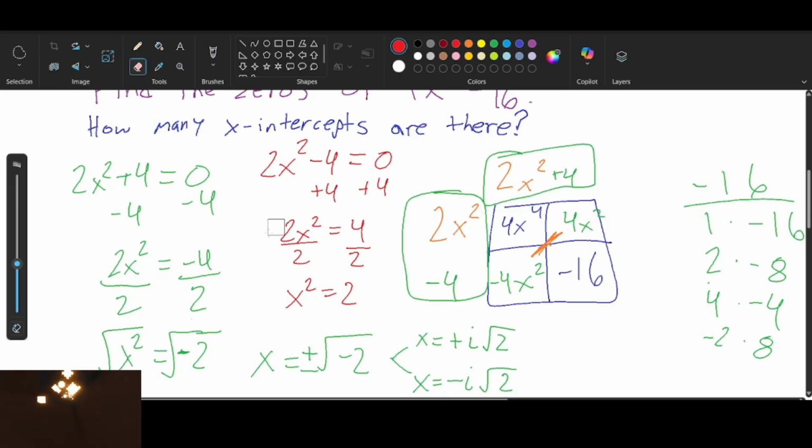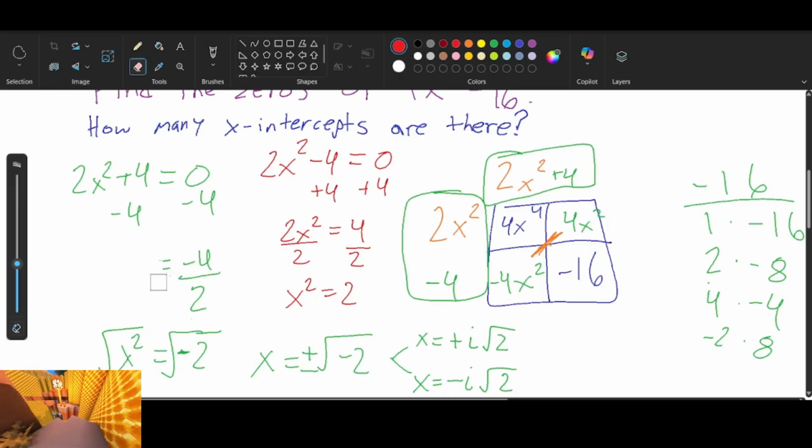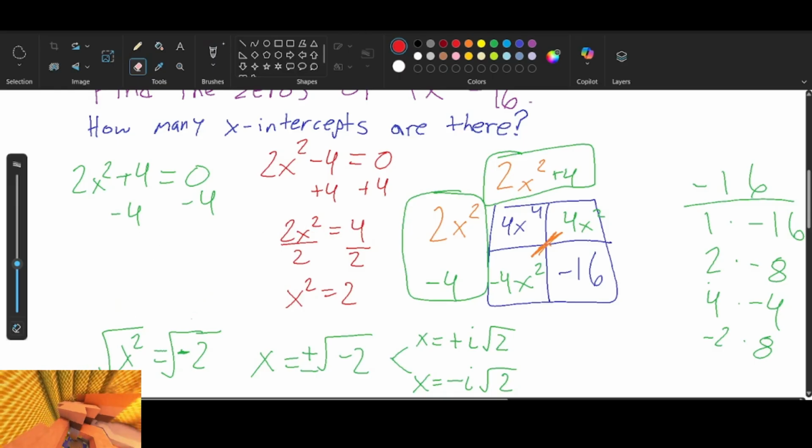Hold on, I need to make some room. Let's just get rid of that.